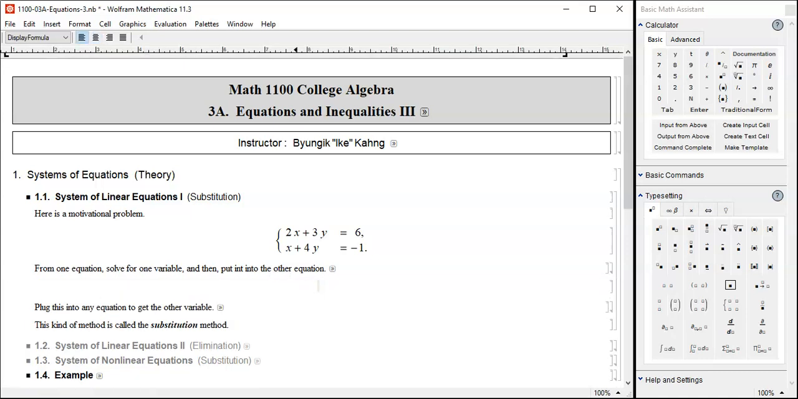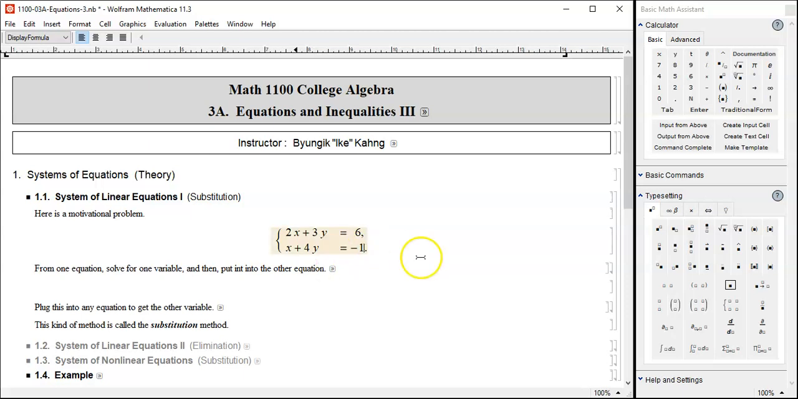The first method here is a method of substitution. Basically, what we do is select one variable from any equation here, solve it, and then substitute it into the other equation, solve the other variable, and then substitute it to, well, you see the picture, a lot of substitutions.